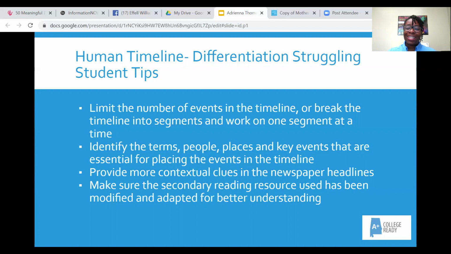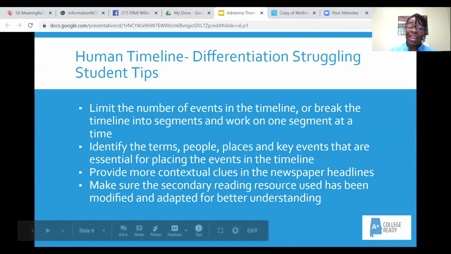You can provide the kids with more clues as it pertains to the newspaper headlines that you've given them, where they can understand what it is without actually telling them the answer. And then also you can make the secondary resources modified, a reading that they can understand that is not so complex.